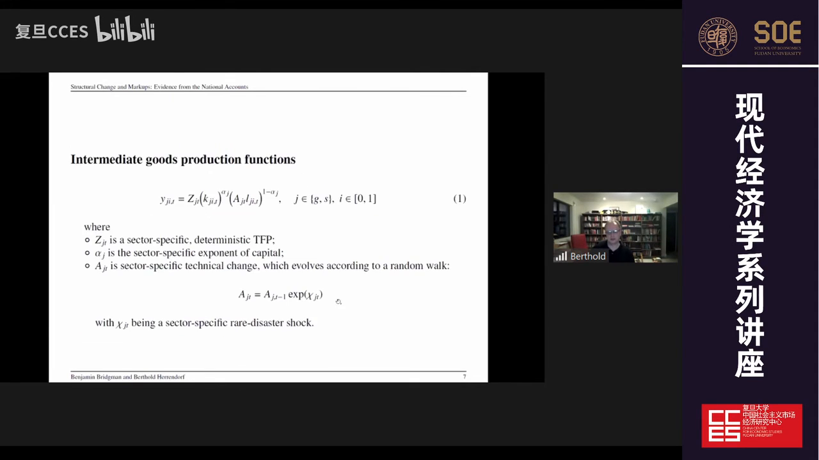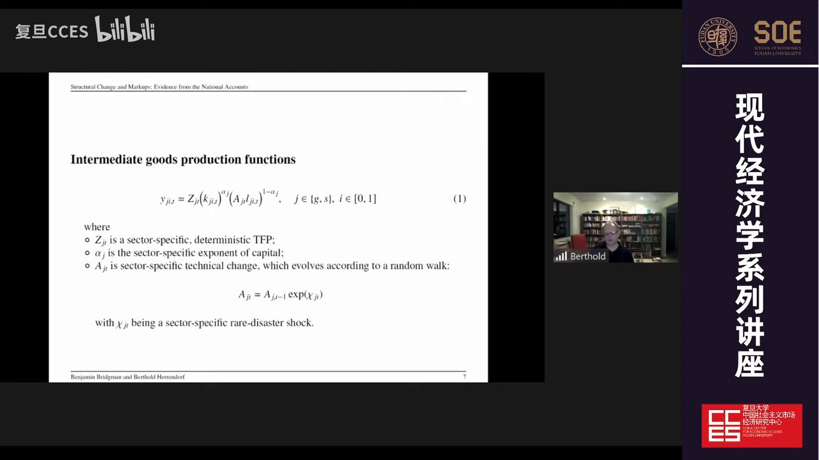Intermediate goods production is a Cobb-Douglas of capital and labor. Each variety J_i uses a capital stock K and labor inputs L. It's a Cobb-Douglas of the capital and labor, and the exponent on capital depends on the sector in which you are, meaning it depends on J. There are two productivity terms. One is Z and one is A.